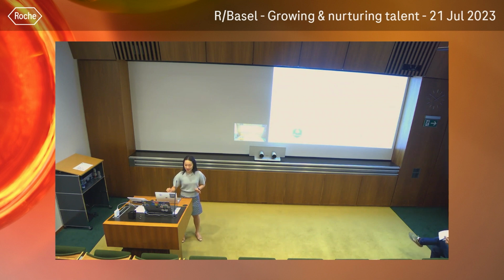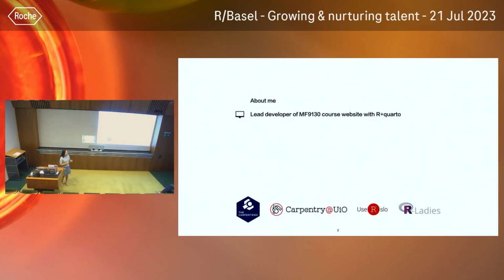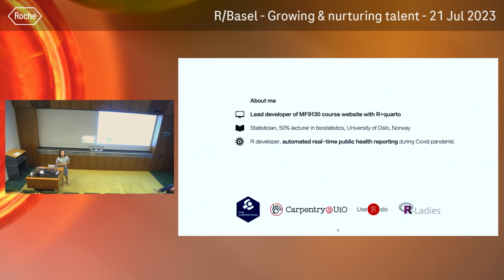So you don't know me, so one slide about me. I'm the lead developer of the Quarto course website for this particular course, MF 9130. I am a statistician by training, and I sometimes teach biostatistics at the University of Oslo. Before that, I worked in the government. I helped develop the real-time public health surveillance and reporting during COVID. So I know the power of R in production. It's really powerful. And why is someone from Norway in Basel? I will talk about that at a later point.